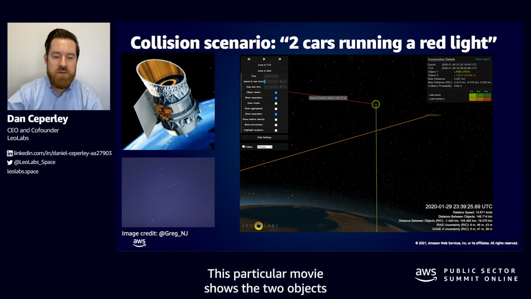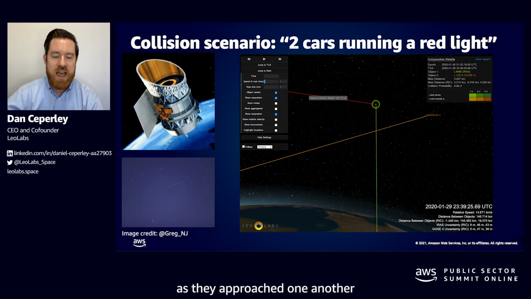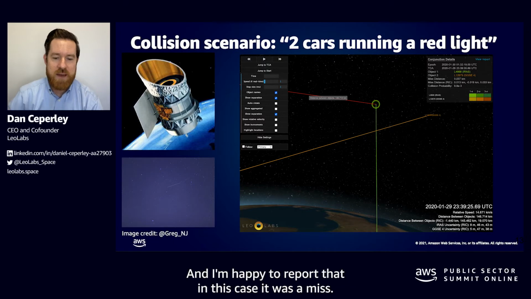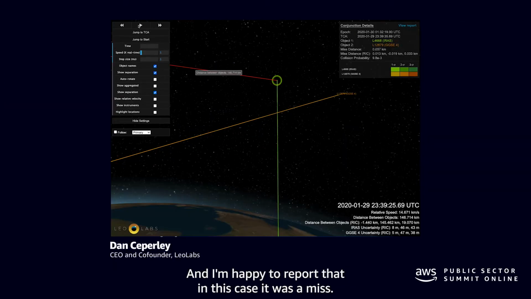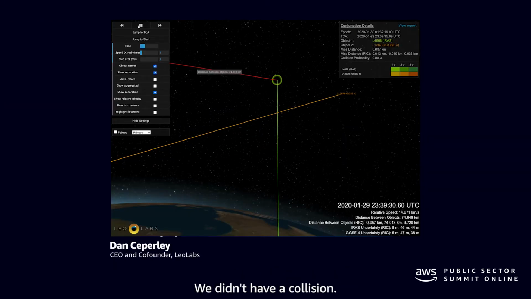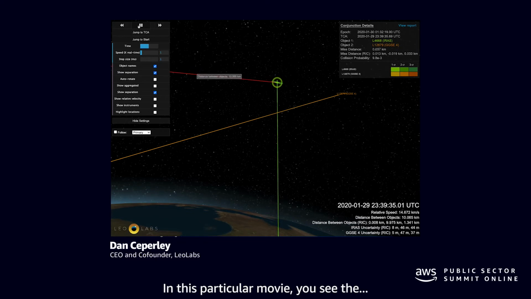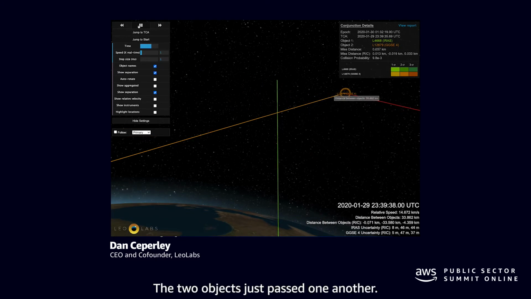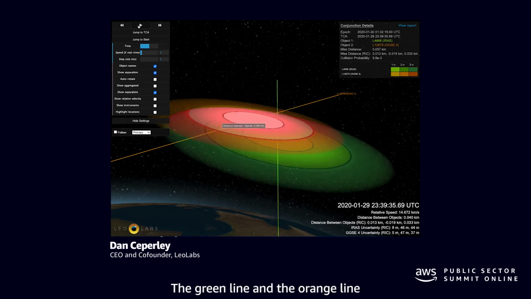This particular movie shows the two objects as they approached one another and then flew past one another. And I'm happy to report that in this case, it was a miss. We didn't have a collision. In this particular movie, you see, and there they went, the two objects just passed one another. The green line and the orange line are the paths that the two objects are on.